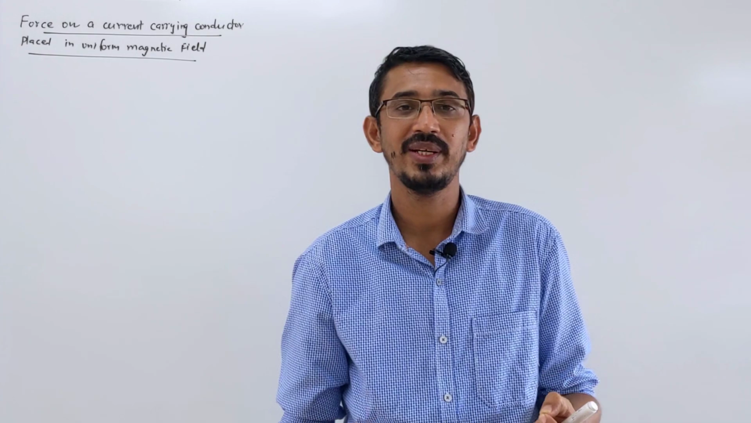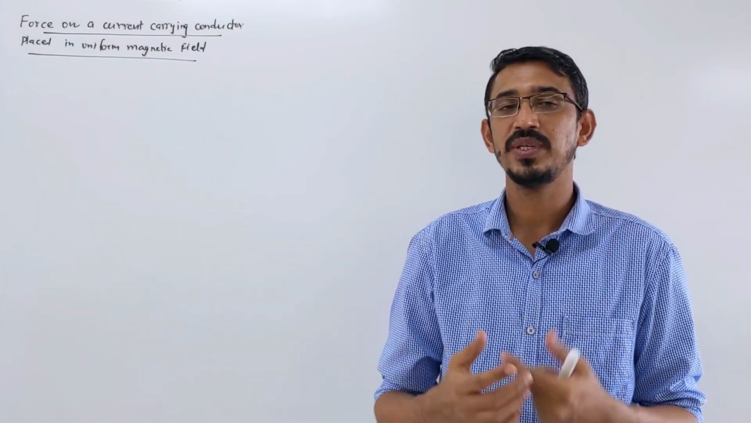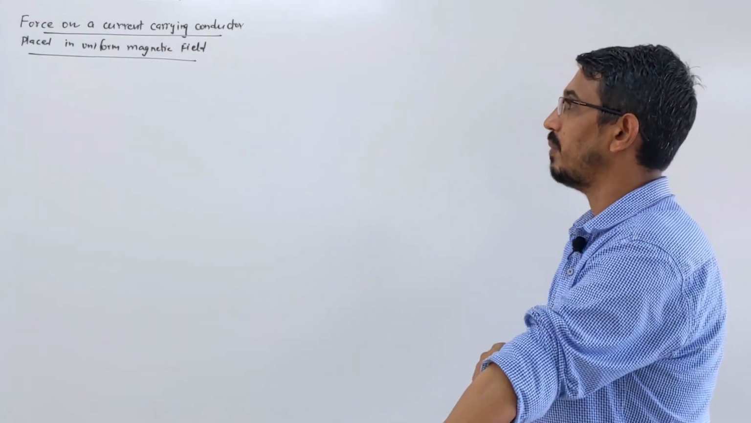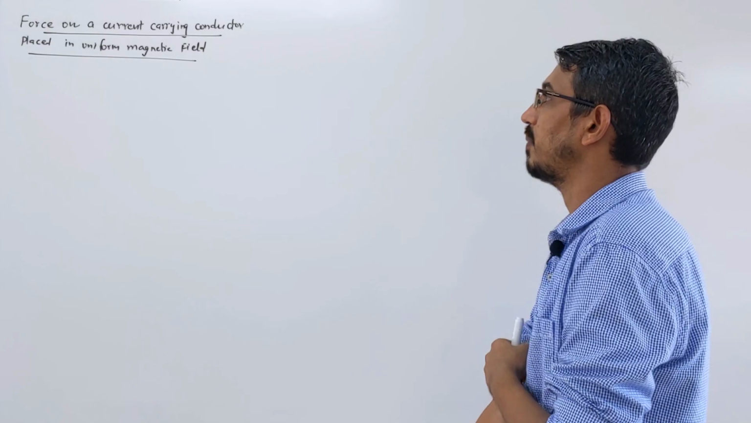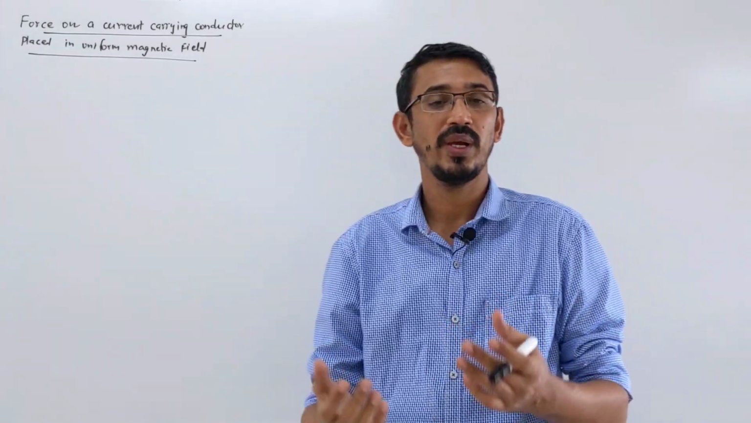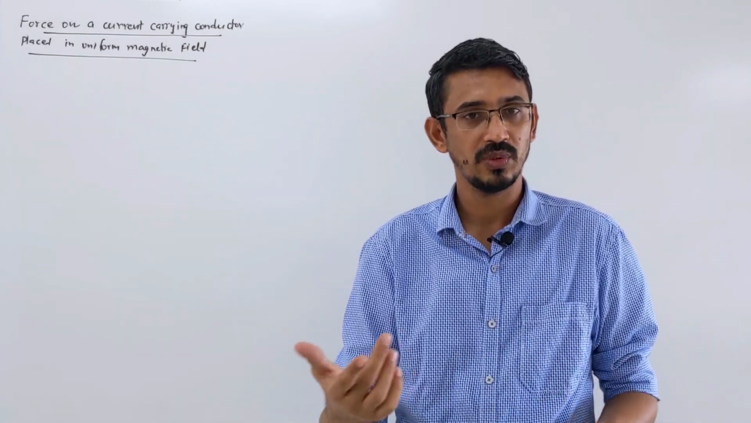Some wire or some element is placed inside a magnetic field and has some current, then it will experience some force. That force you want to calculate in this topic. So the topic name is: force on a current carrying conductor placed in a uniform magnetic field. This conductor could be an open loop, like a straight wire or zigzag wire, or maybe a closed loop also. We will see what happens.